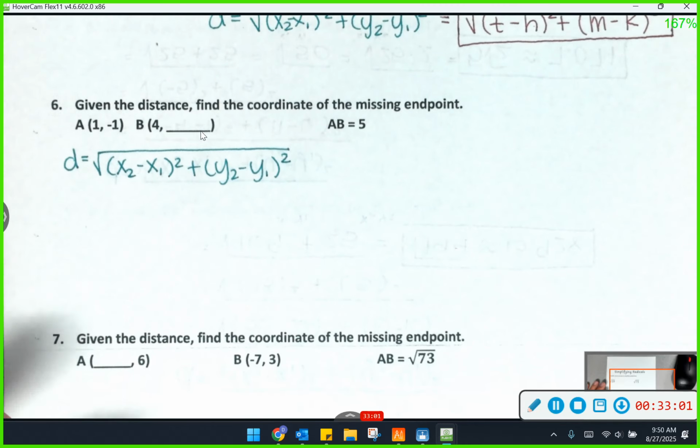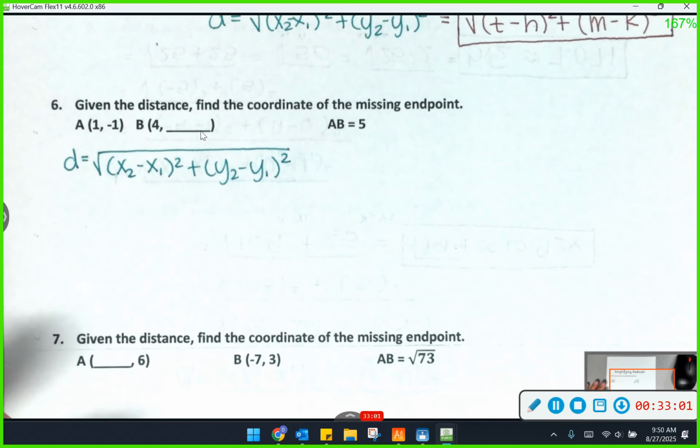Now, I'm going to label everything I know. I'm going to make this my x1 and y1, x2, and I don't know what my y2 is. Do y'all agree? And then what is this right here? That's my distance. That's my answer. So I'm going to plug all that into here. So you're not writing. Watch.